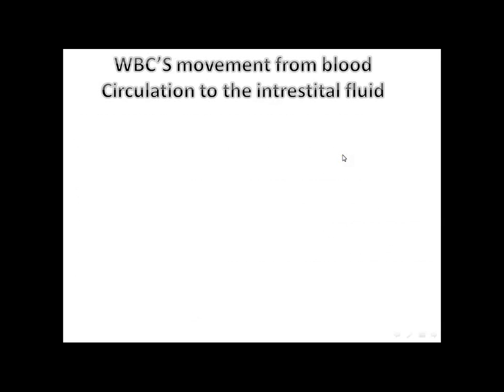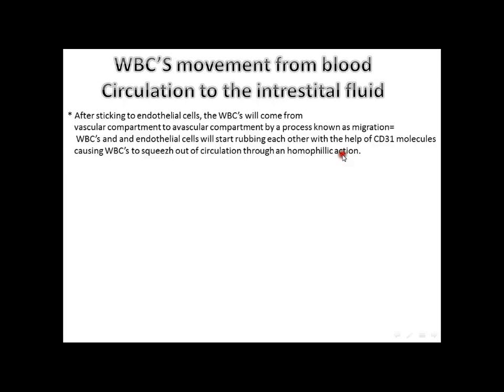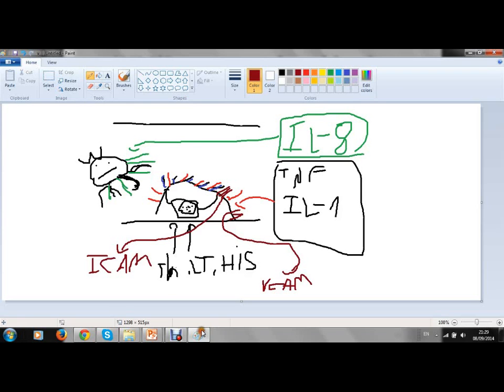So after the white blood cell events and the interaction and integration of white blood cells and endothelial cells, we move onwards to the white blood cell movement from the blood circulation to the interstitial fluid. So after sticking to the endothelial cells, the white blood cells will go from a vascular compartment to an avascular compartment by a process called migration, and migration is a key word, you should remember it. Migration of white blood cells from the vascular compartment, the blood circulation, to the interstitial fluid. And basically it will be caused like this.